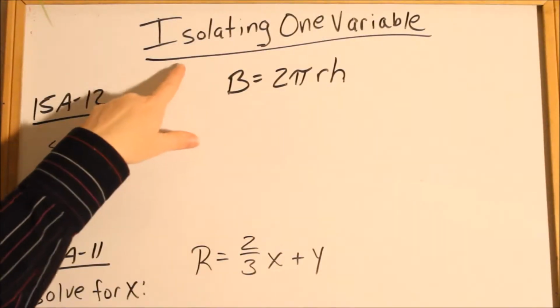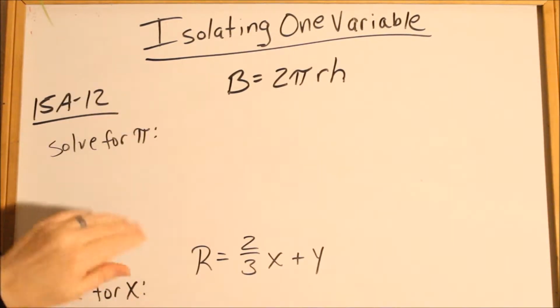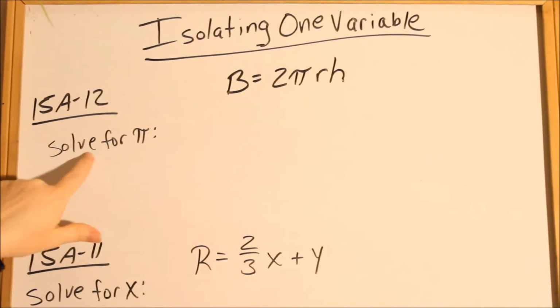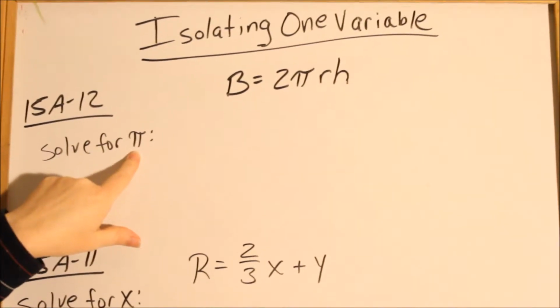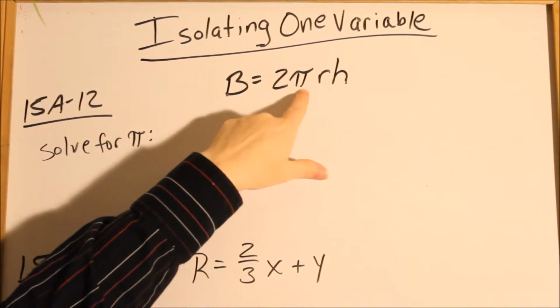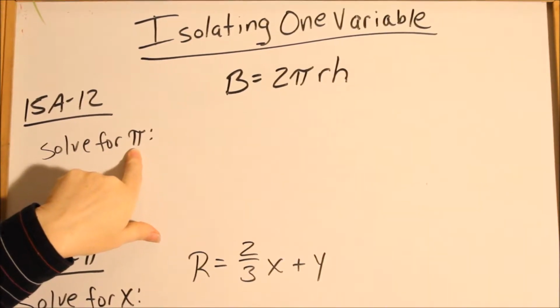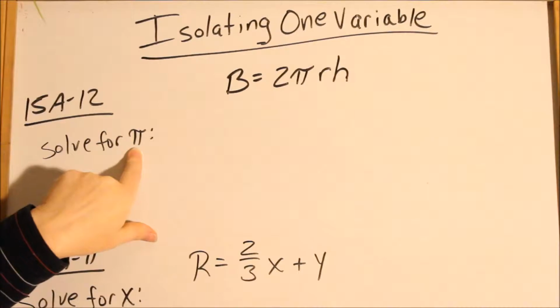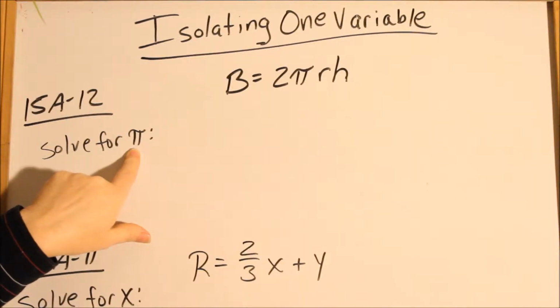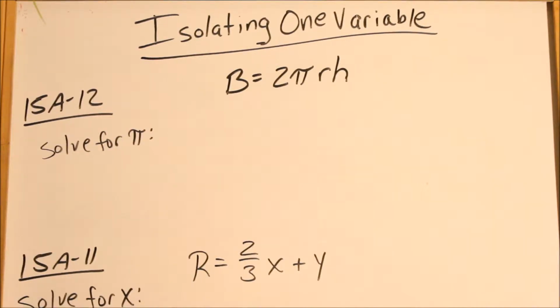Okay, we are isolating one variable. Isolating means get it by itself. So if you look at 15a12, we're solving for pi. It's important to know what you're solving for because you look at this equation, B equals 2 pi r h. Since we're solving for pi, the idea is to isolate pi. In other words, you want pi on one side of the equal sign and everything else on the other side.